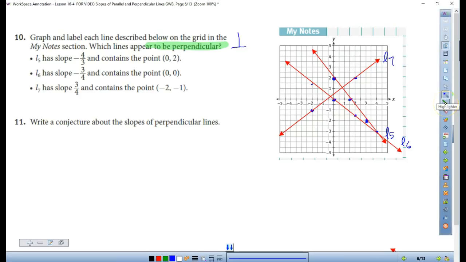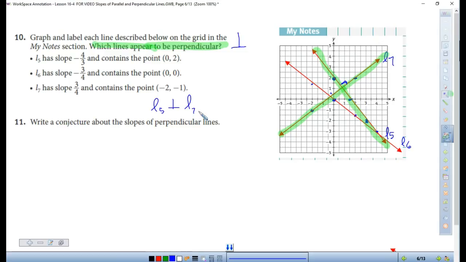Now it asks us which ones appear to be perpendicular, and this is a little bit a matter of opinion because it's about which ones appear to be perpendicular. But remember they have to form right angles, so I think that 7 and 6 are not quite perpendicular, but this one, which is 5 and 7, that looks to me like a right angle right there. But this one, not quite. It looks a little bit too big to be a right angle. So I'm going to say that L5 is perpendicular to L7.